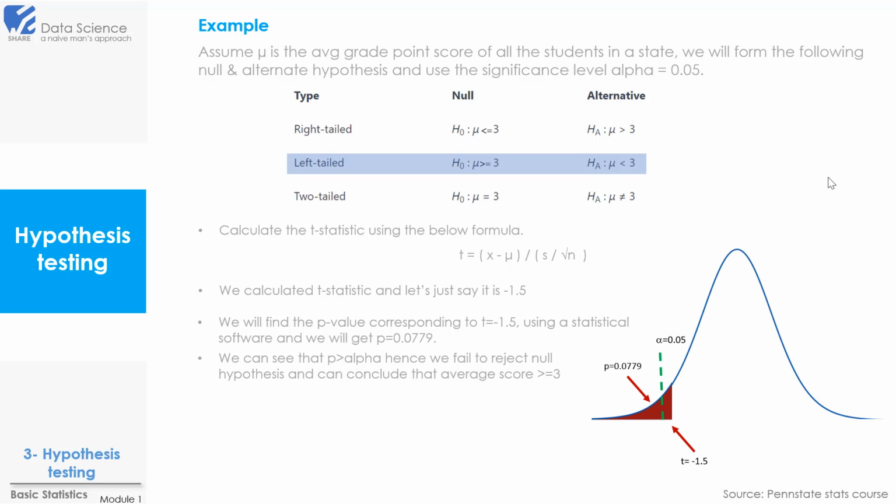Now all these things are shown on the graph. So p is denoted by the red region and alpha is denoted by the hatched line. Now our red region, which is p, is crossing the alpha, which is denoted by hatched line. This means p is greater than alpha.